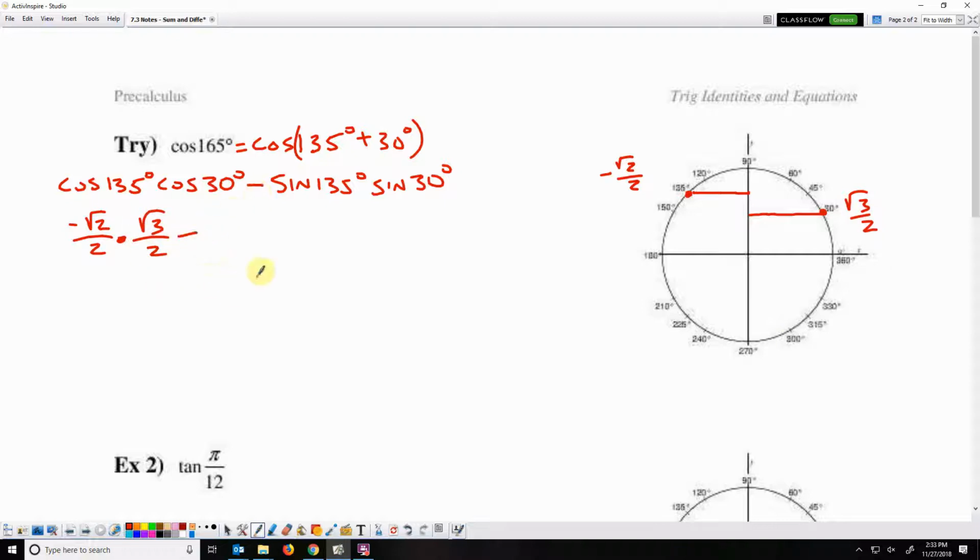And minus sine at 135. The y value, it is the second position up. Root 2 over 2. Times sine at 30. The y value at 30. First position up, 1 over 2.